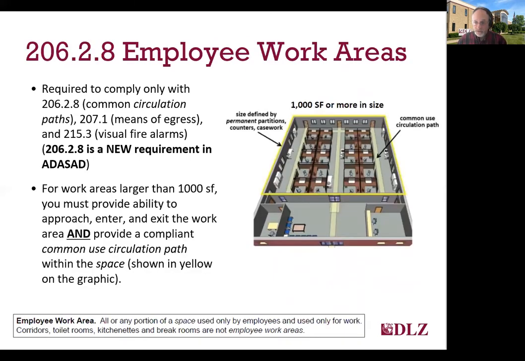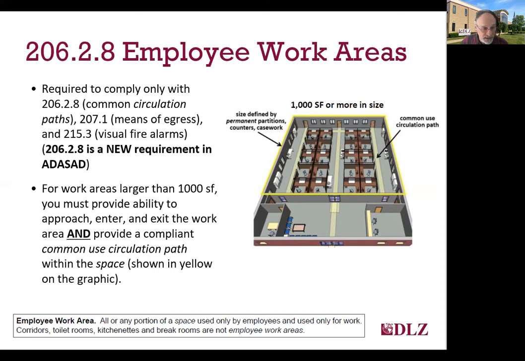In addition to having the ability to approach, enter, and exit their work area, as I showed on that last slide for areas under 1,000 square feet, if you have a work area that is larger than 1,000 square feet, you must also have a compliant circulation common use path within the work area. And that is shown here in yellow.